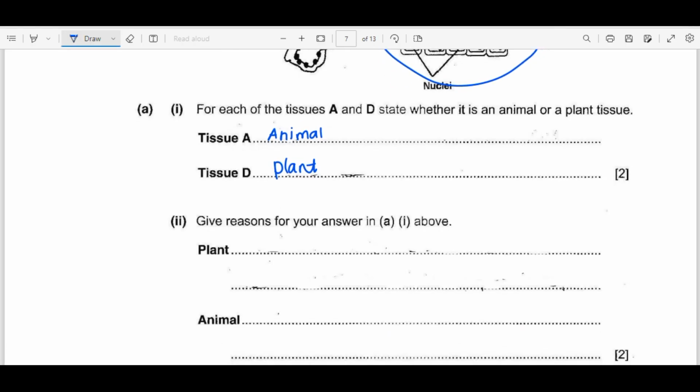So we'll say plant cell, because of the definite shape and the presence of chloroplast.